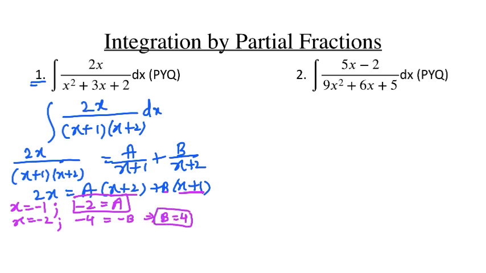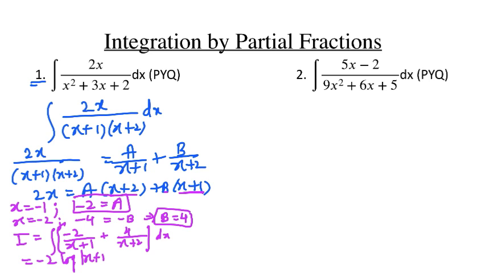And once you get a and b, you may then write the integral, and the integral will be a, which is minus 2 upon x plus 1, plus b, which is 4 upon x plus 2, dx. Now minus 2 log of x plus 1 will be the integral of the first term, plus 4 times log of x plus 2 will be the second term, plus c. This will be your answer.